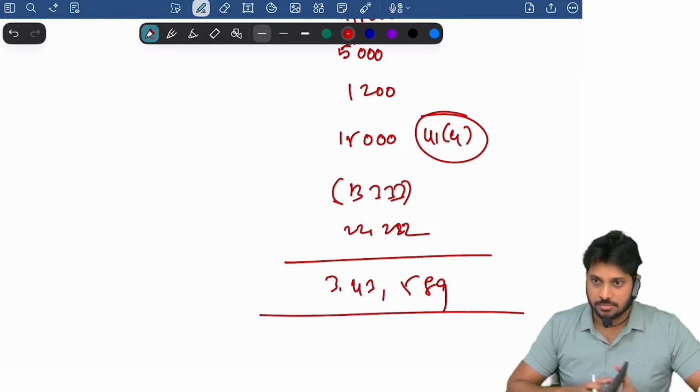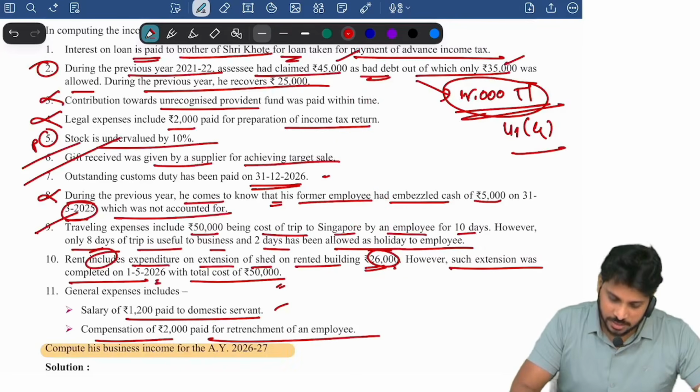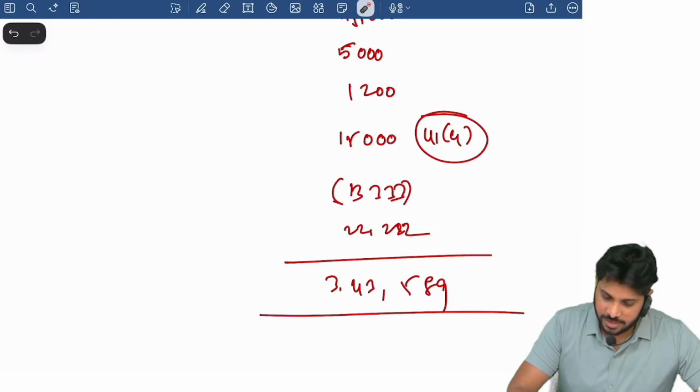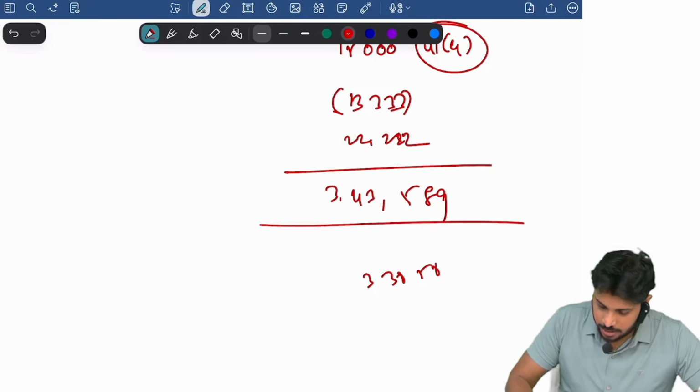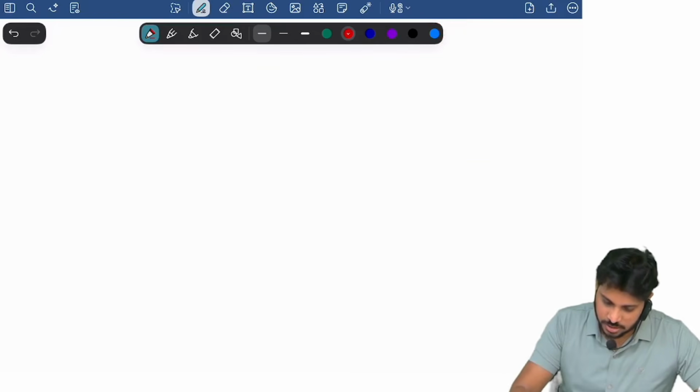Don't look at that answer. Look at this. Is this clear until now? Now we'll look at the answer given there, then we will understand. 3,38,589 they said. Am I right? 3,38,589. So what is the difference? 5,000. Probably that 5,000 is nothing but this one only.